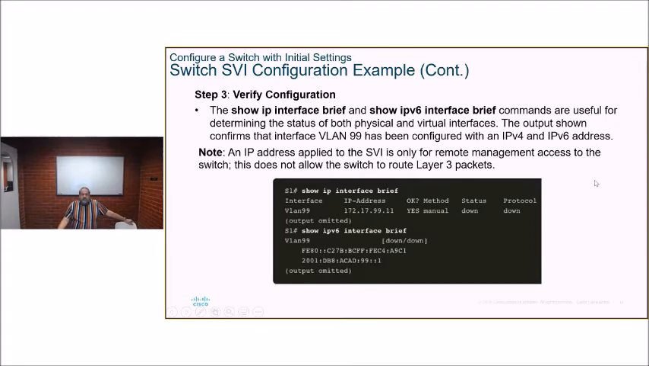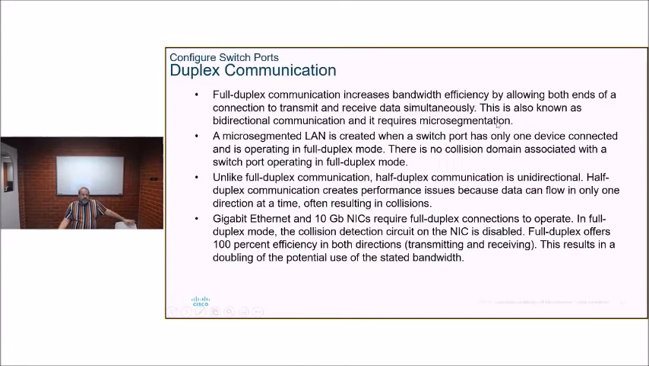So it confirms it's been configured. An IP address applied to an SVI is only for remote management access to the switch. This does not allow the switch to route layer 3 packets. Okay, so how do we configure switch ports?